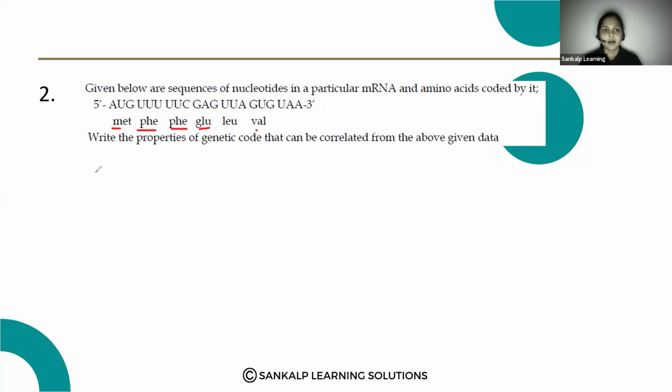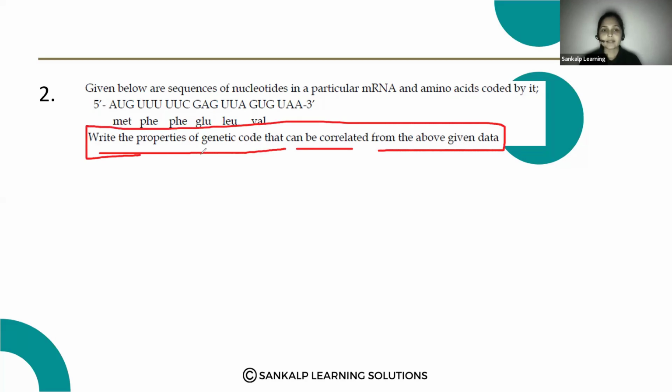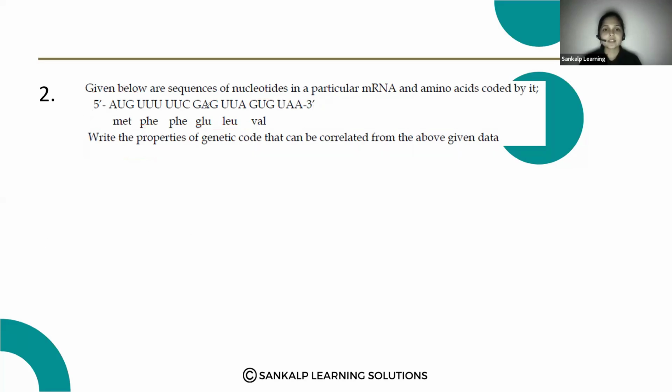Write the properties of the genetic code that can be correlated from the above given data. Here you have to observe this and find out the characteristics of the genetic code. So you have to write. Just observe this genetic code.